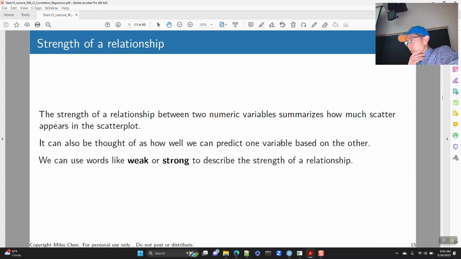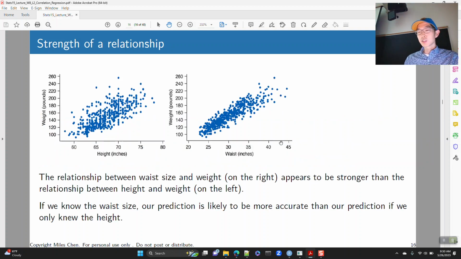The strength of the relationship is kind of a measure of how much scatter you see. Okay? If there's lots of scatter, your relationship's a little bit weaker, indicating that, if you had to make a prediction based on one variable, your prediction's probably not going to be very good. On the other hand, if you have very little scatter, you have a strong relationship, and if you were trying to make a prediction based on one variable, your predictions would be better.